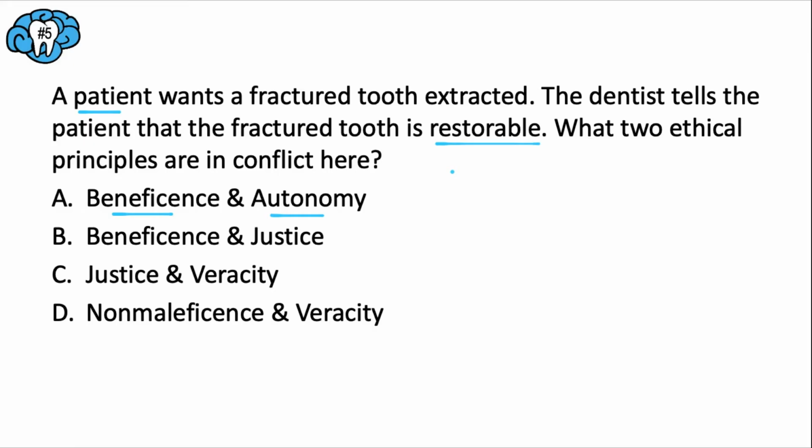As an aside, these are the two principles that tend to be in conflict with each other most often. I'll give you another example just to really drive this point home. If you have a patient where you suspect abuse may have occurred, but they're an adult and can make their own decisions, you have the patient's confidentiality or autonomy competing with beneficence, which would be reporting the abuse. So similarly here, we have beneficence and autonomy in conflict, so the answer here is A.